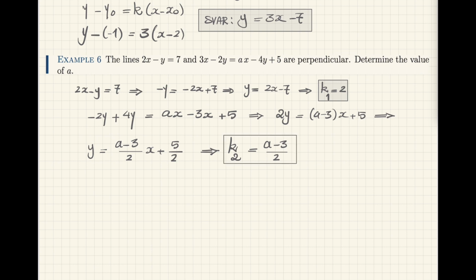Yes? And now line 1 is supposed to be perpendicular to line L2. So what does it mean? It means that K1 multiplied by K2 should be equal to negative 1. Okay, so K1 is 2 multiplied by K2, which is this number. It should be equal to minus 1. But here I can simplify this 2 with that 2, so a minus 3 is left. So this means that a minus 3 is equal to minus 1.